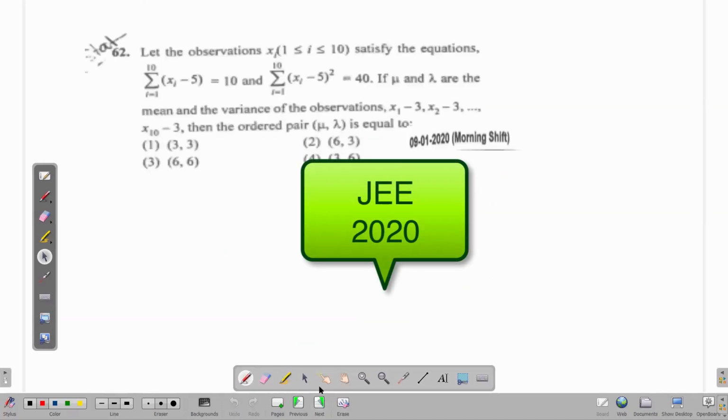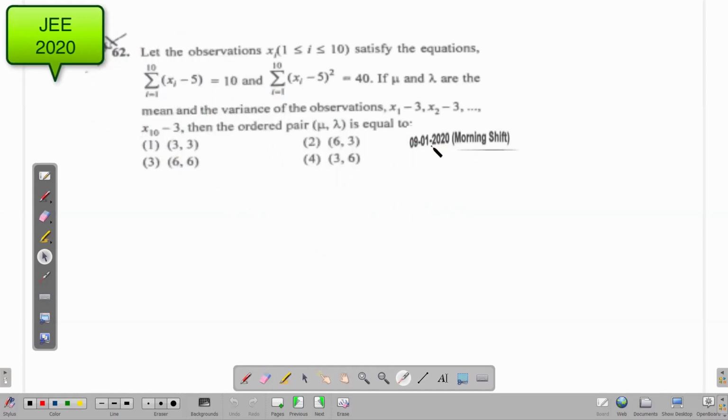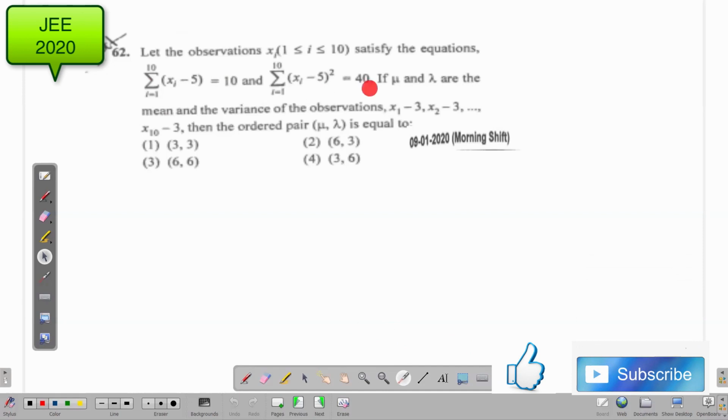Another application. This question came in again in the January 2020 JEE paper on 9th January, morning shift. Let the observations xi satisfy the equation: sum of (xi minus 5), i from 1 to 10, is 10, and sum of squares, i from 1 to 10, is 40. If mu and lambda are the mean and variance of observations x1 minus 3, x2 minus 3, up to x10 minus 3, then the ordered pair (mu, lambda) is equal to.